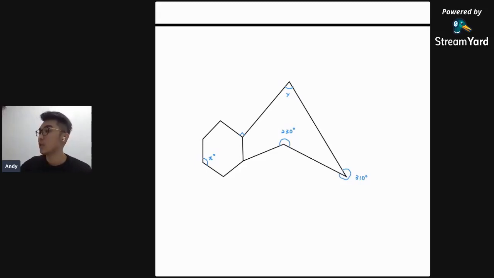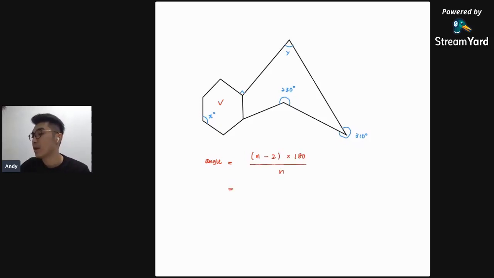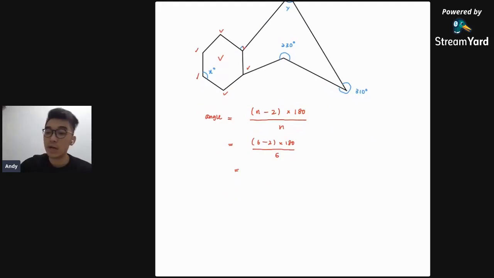So how do we actually solve this? Simple. If you have a regular hexagon, the way to do it is to find the internal angle, using the formula. The angle formula is basically n minus 2 times 180, because you are looking for only one angle, so you have to divide it by n. So how many edges are there? 1, 2, 3, 4, 5, 6. 6 edges. So 6 minus 2 times 180 over 6. So what do you get here? You get 4 times 180 over 6.